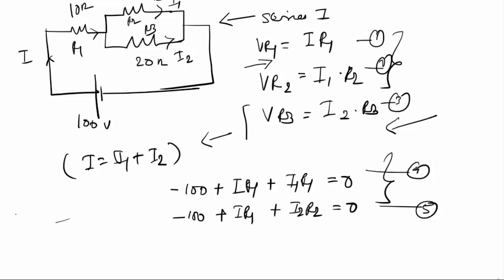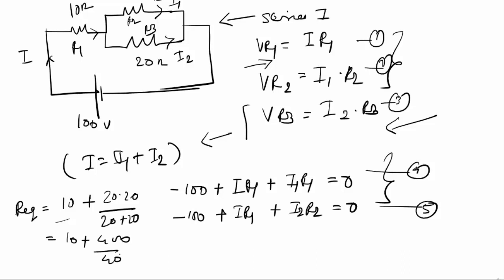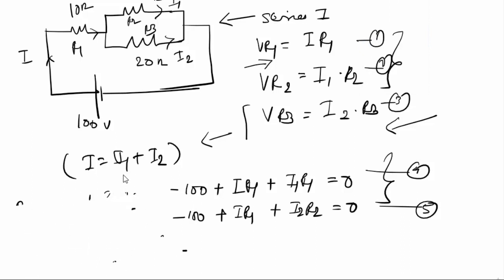So again, finding the equivalent resistance of the whole circuit: it is 10, and when I'm doing this in parallel, this will be 20 into 20 divided by 20 plus 20. So R equivalent will be 10 plus 400 divided by 40, so this will be 10. So the total circuit, 20 ohm will be my equivalent resistance. I got my equivalent resistance R equivalent equal to 20 ohm.